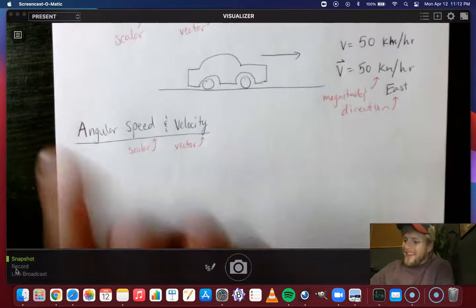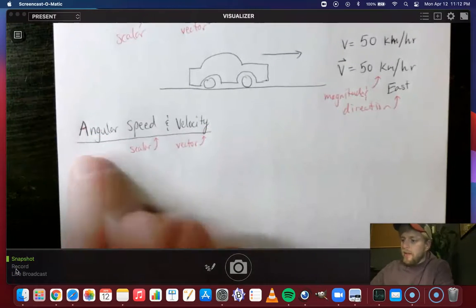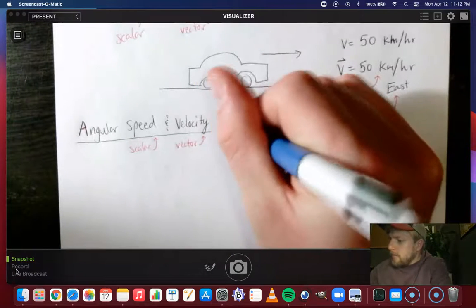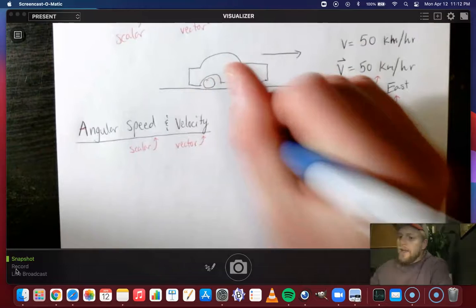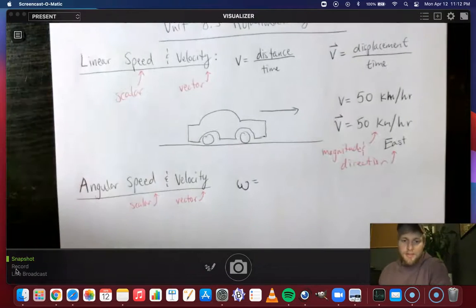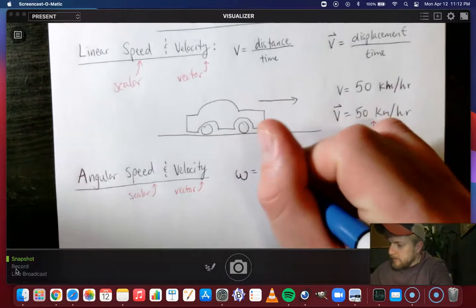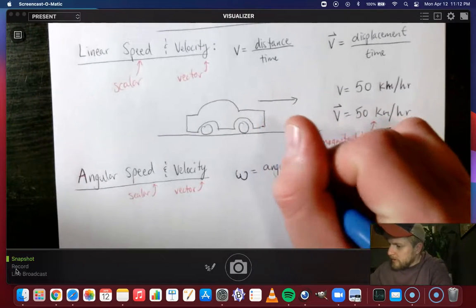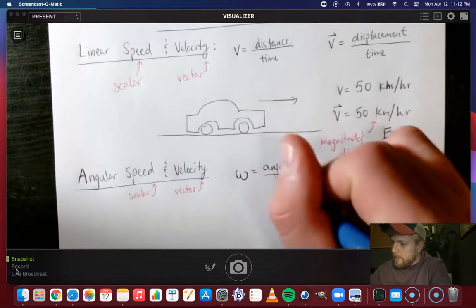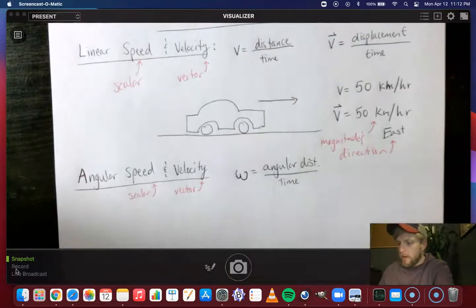So now we've got angular speed and angular velocity. Not surprisingly, angular speed, which we've talked a lot about, angular speed is represented by omega, by the way, is a scalar, just like linear speed is a scalar quantity. So to measure angular speed, we just did angular distance over time.